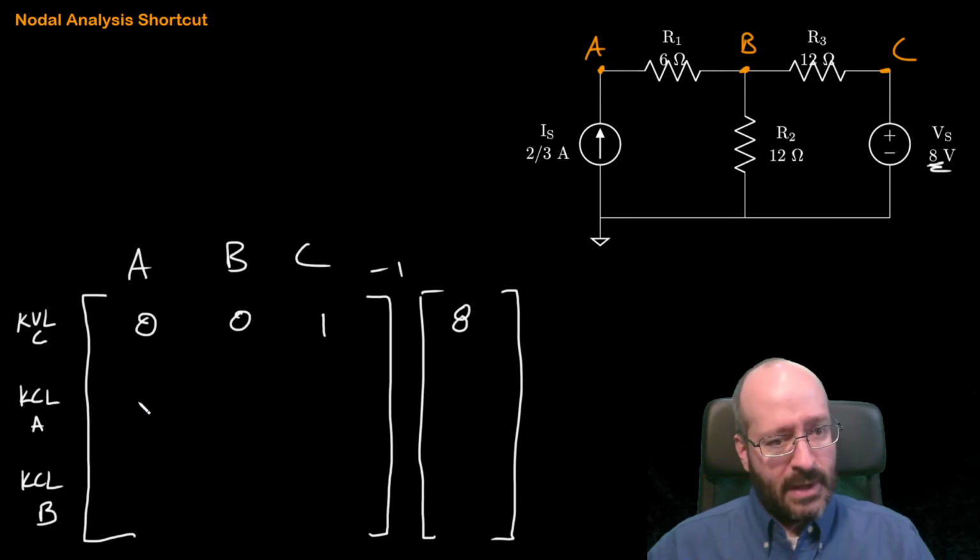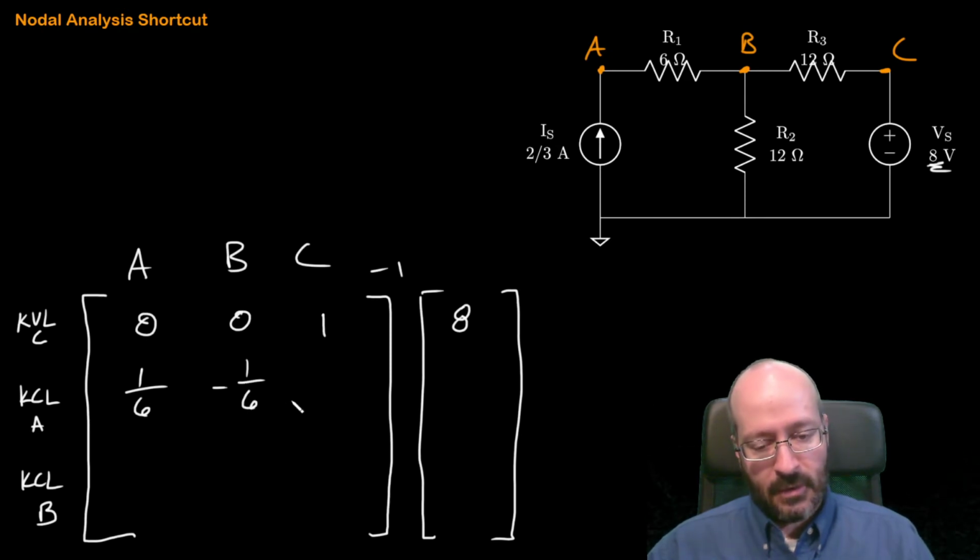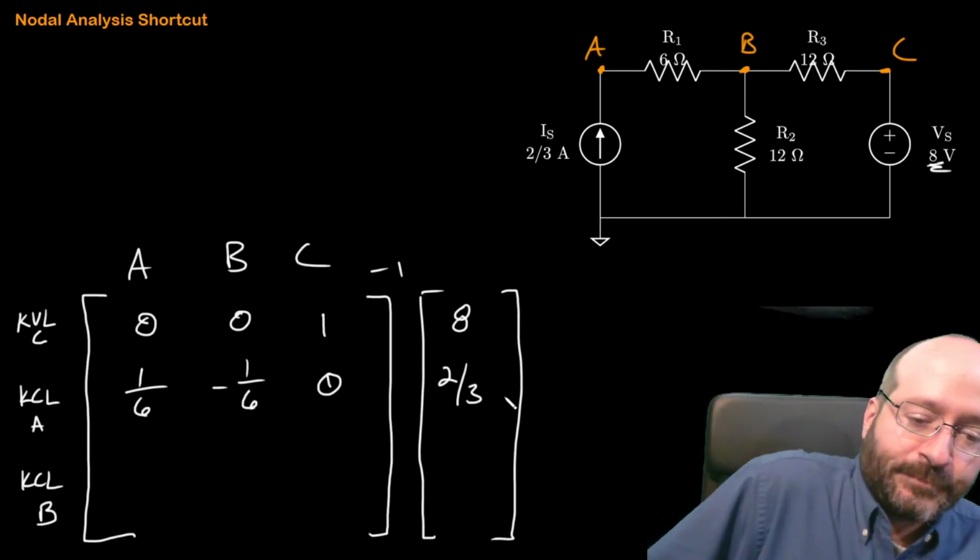Okay, so let's see. What does A touch? It touches the 6 ohm, so it's 1/6. What does A touch that B also touches? Also the 6, right? So it's negative 1/6. And what does A touch that also touches C? Nothing. Right hand side is any sources, and this source is going in, so it's going to be 2/3 on the right hand side.